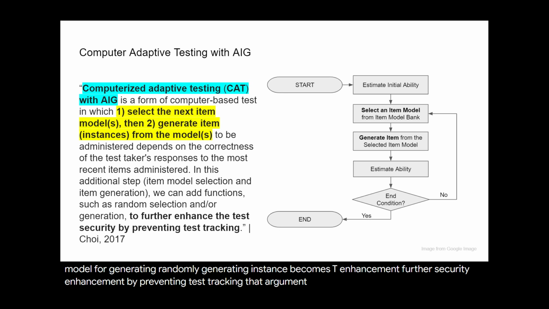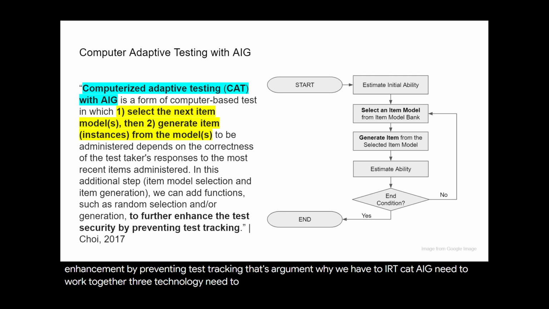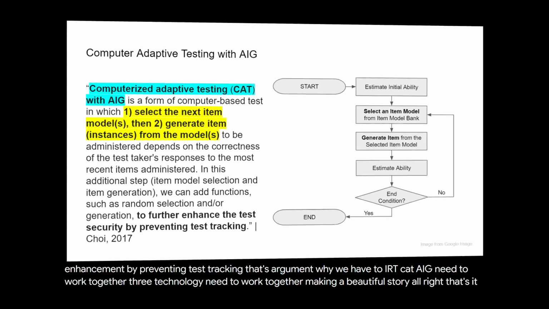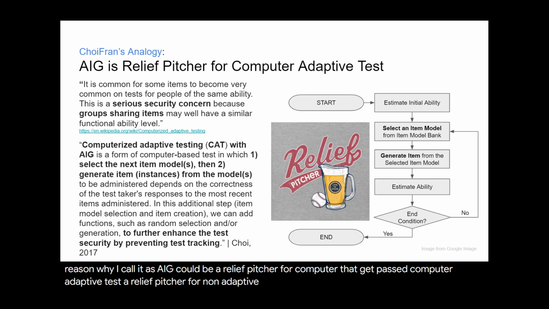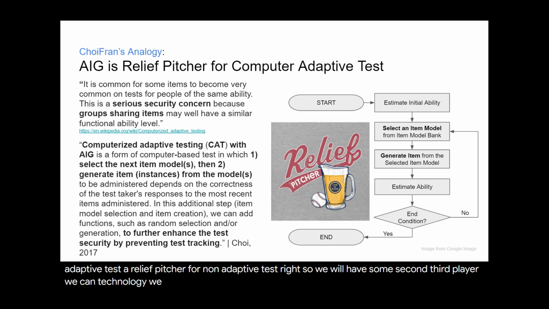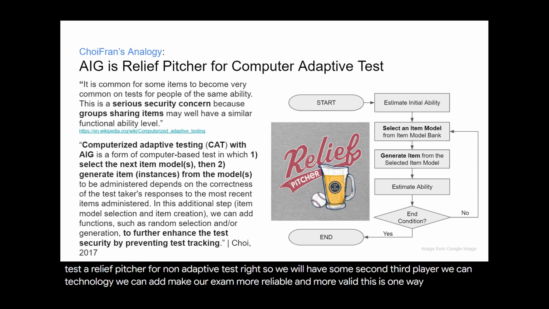That's the argument for why IRT, CAT, and AIG need to work together. Three technologies need to work together, making a beautiful story. All right? That's the reason why I call AIG a relief feature for computer adaptive test. Computer adaptive test is a relief feature for non-adaptive test, right? So we will have second, third player technologies we can add to make our exam more reliable and more valid. This is one way of thinking about it.